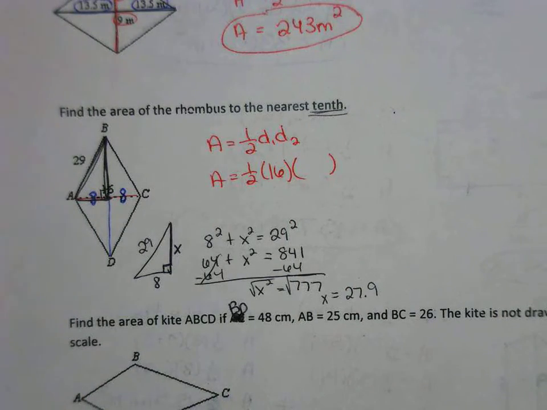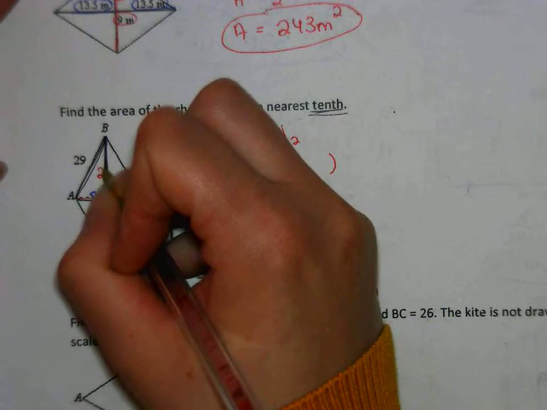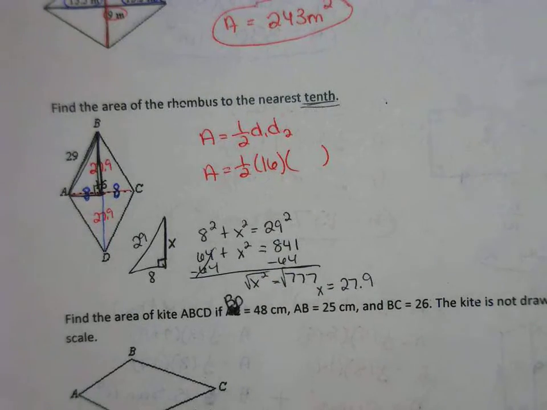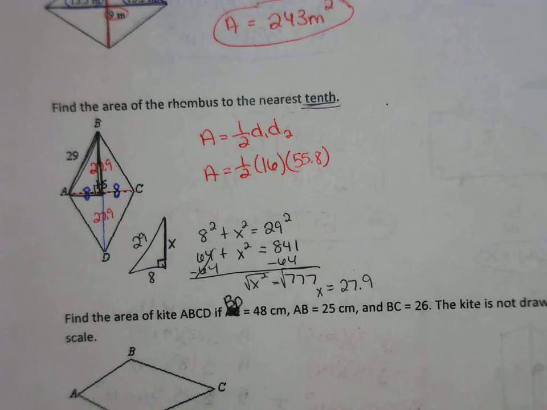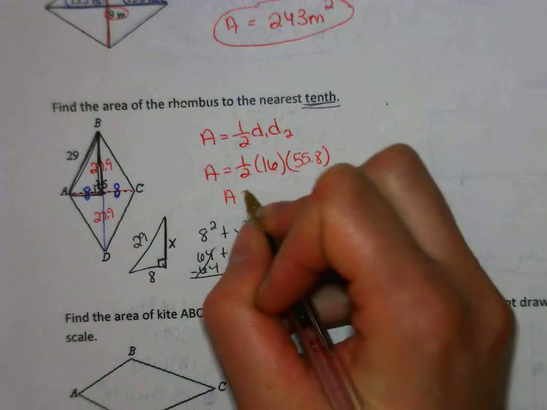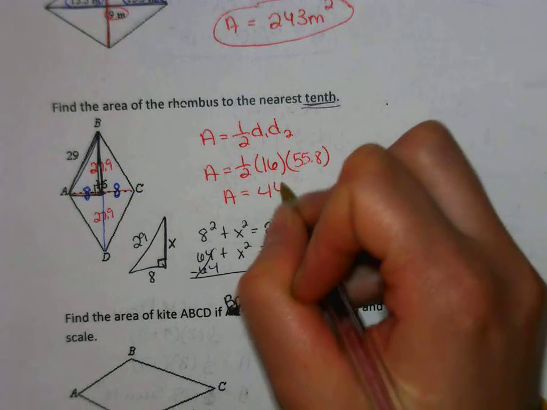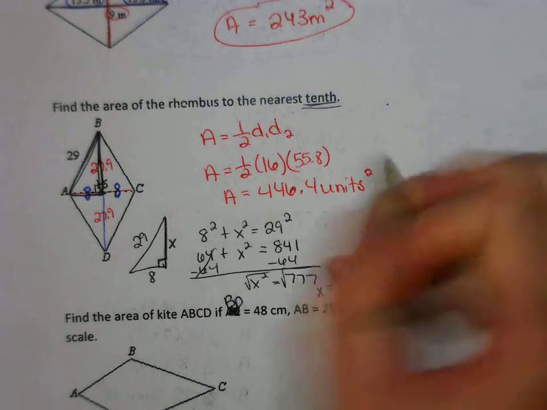So that means this segment is 27.9. This segment is also 27.9. To get the whole diagonal, we have to add them together, which is 55.8. Now we can finish multiplying. 1/2 times 16 times 55.8 is 446.4 units squared.